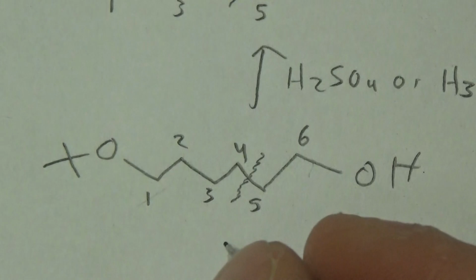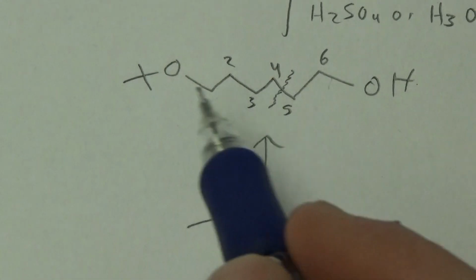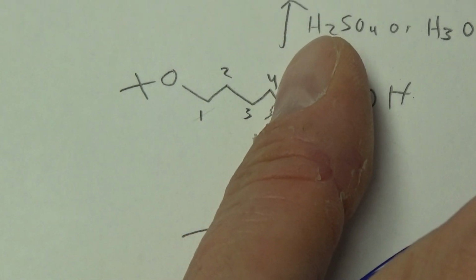So to do that, all I do is draw an arrow. I redraw the left part as a Grignard, so carbons 1 through 4 with the Grignard.